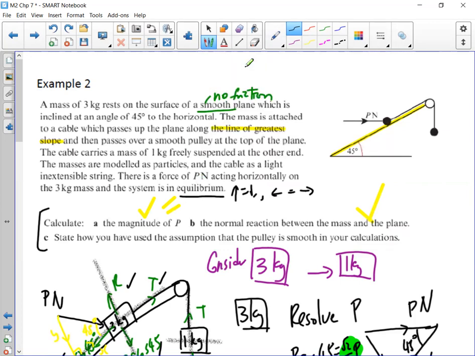State how you have used the assumption that the pulley is smooth in the calculation. Now, the way I like to approach this is obviously you can remember the answer. You should as well, but also you should understand why the answer is this.